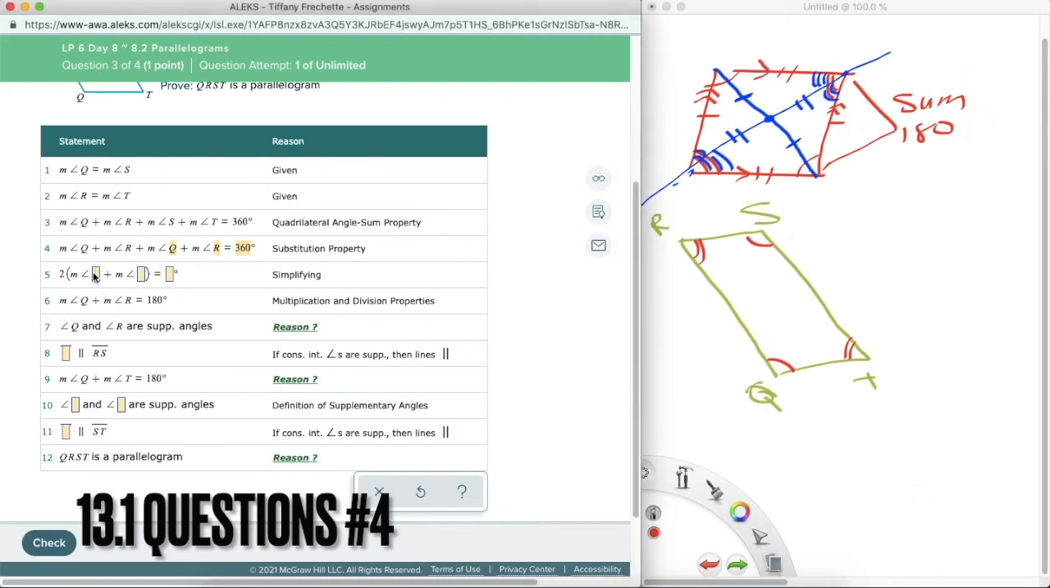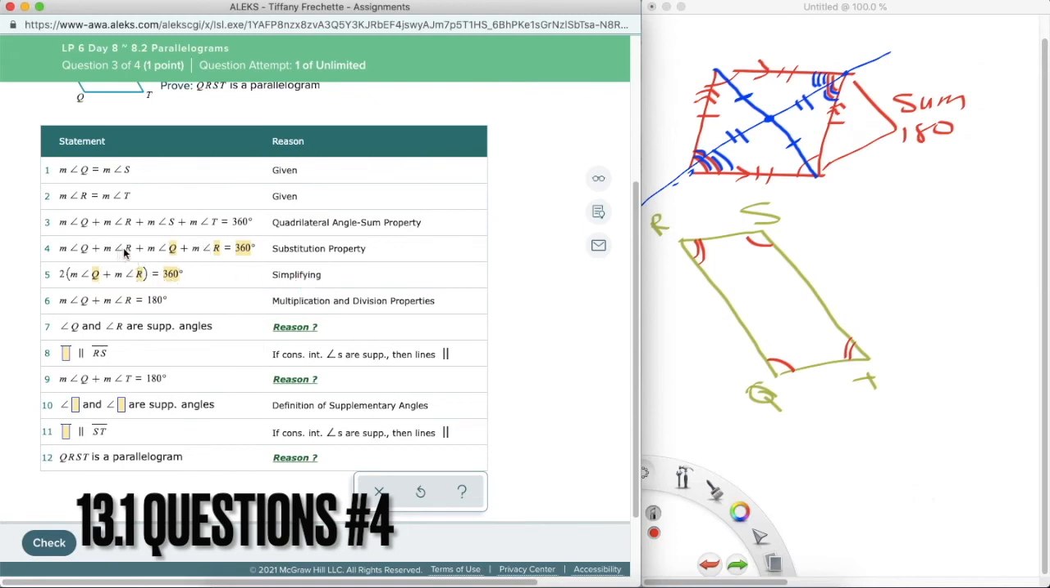So now we're just combining some like terms here. So we have Q and Q. So we have, instead of 2Q, they're just having us write the 2 out front. So it's 2Q, and there's also 2 R's. They still add up to 360 degrees. We haven't done anything with that. We're just simplifying the idea that we have 2 of each angle.